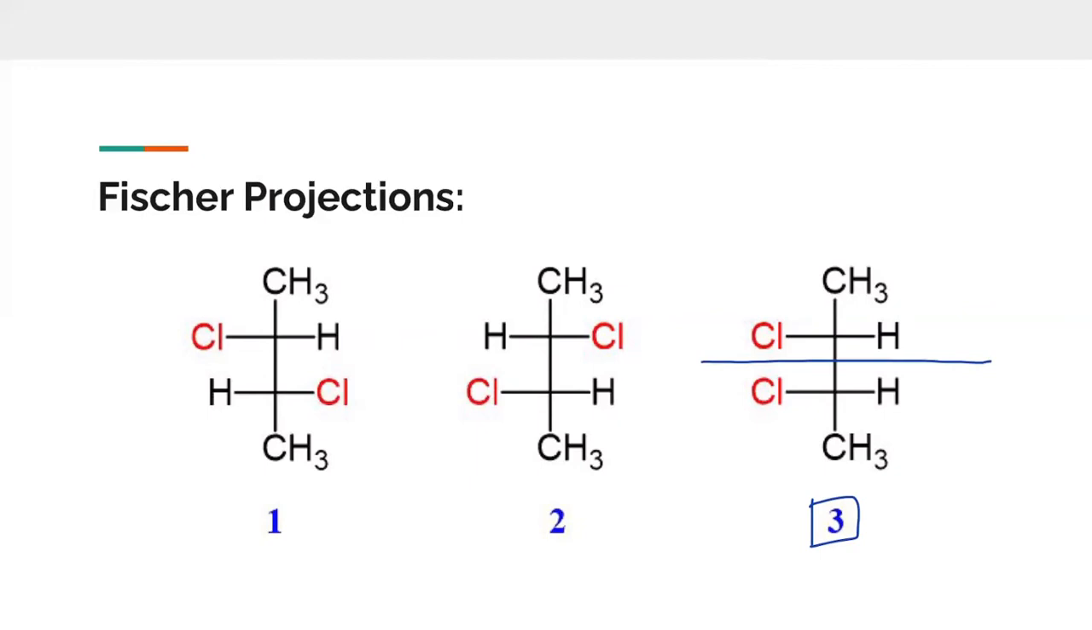As a result, Fischer projections are really powerful for quickly allowing people to determine whether there is a plane of symmetry in a molecule. And with that, hopefully you feel a little bit better about determining stereochemistry in different molecules.